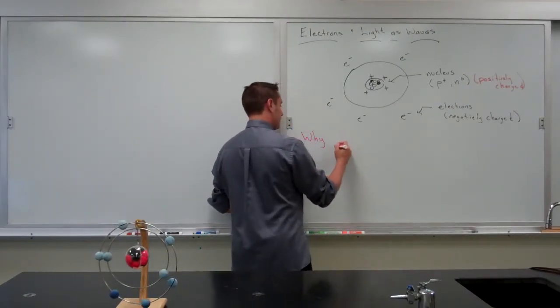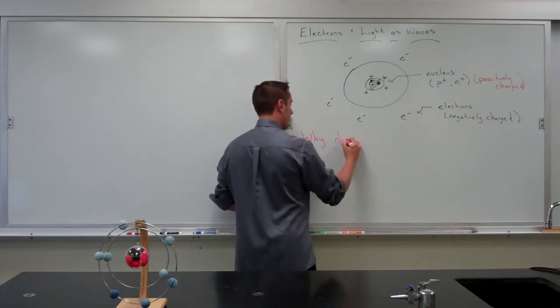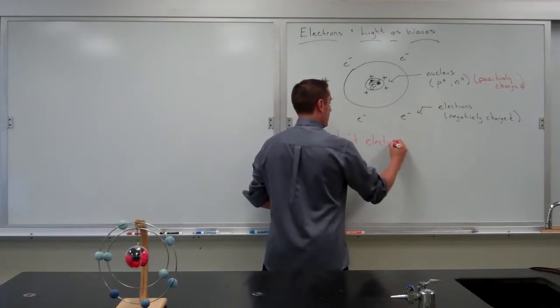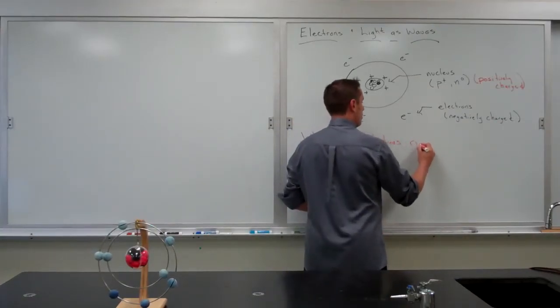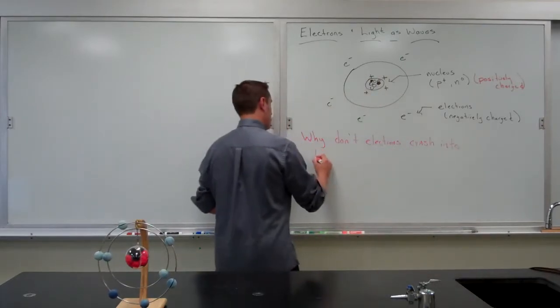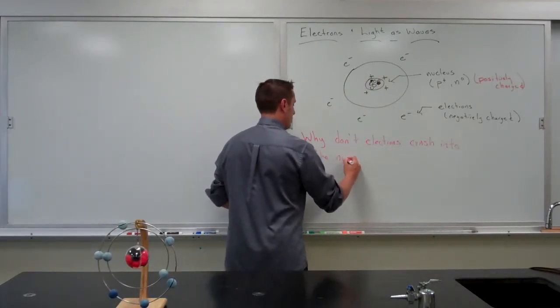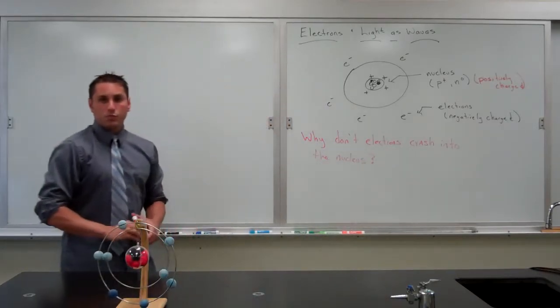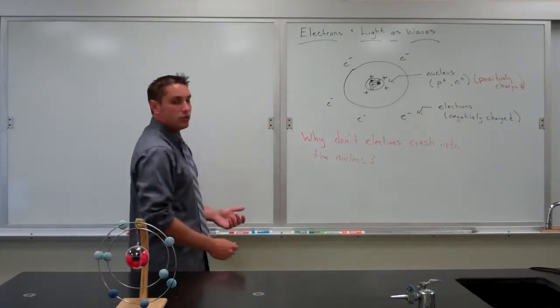And the million-dollar question that scientists had to answer, because they know that opposites attract, was this. Why don't electrons crash into the nucleus? And that is the question that needs to be addressed.